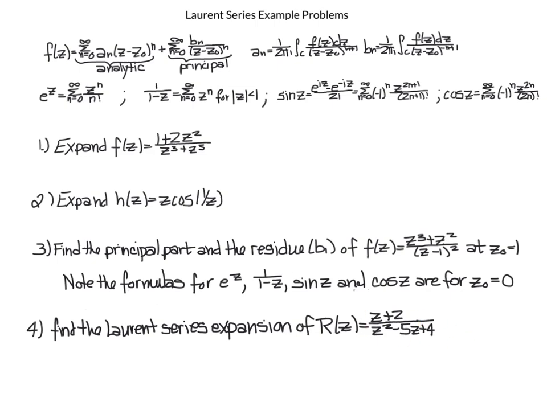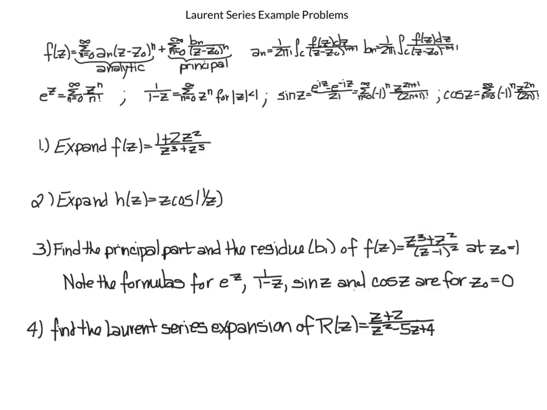We have to divide up our domain into 3 areas. But anyway, this third problem: find the principal part and the residue, that is the b1 coefficient, of f of z equals z cubed plus z squared over z minus 1 squared at z naught equals 1.